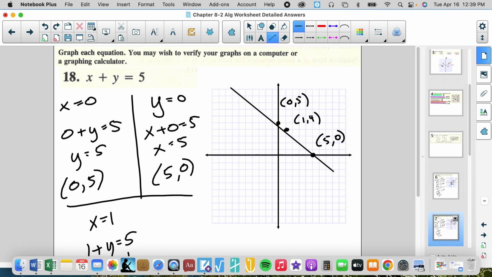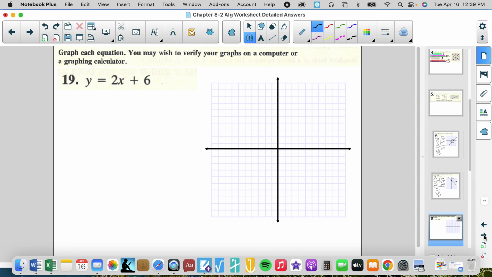Connect the dots. Make sure that they go over my dots. And let's put arrows on the end of that. Those are all the solutions to that equation. That's the cool thing about this, is we can find all the solutions to these equations.